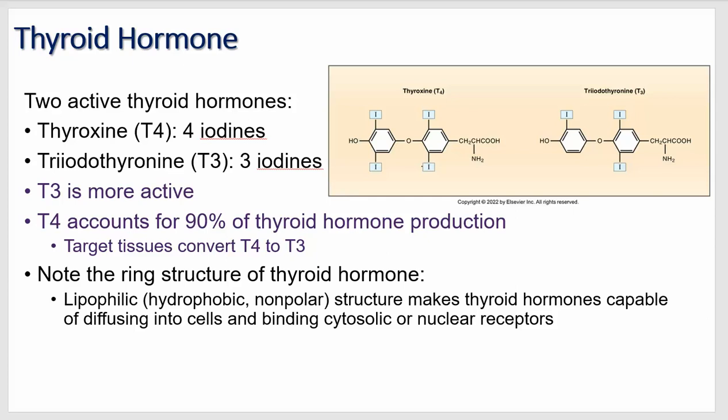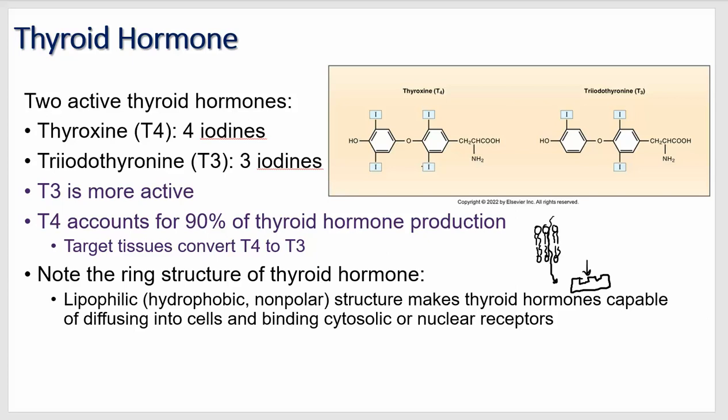So if we say that they're lipophilic, that means that they can pass through a lipid bilayer. Okay? Which means that if these guys can just slip through that lipid bilayer, they can move right into the cell, and they will bind to receptors right inside the cell. So they can bind to receptors either in the cytosol, or they can go all the way and just bind to receptors in the nucleus.